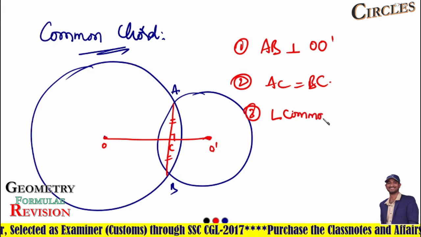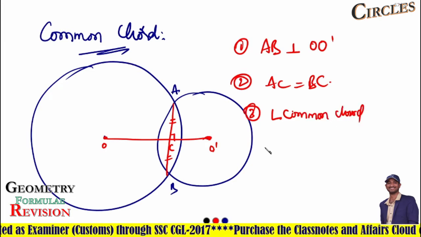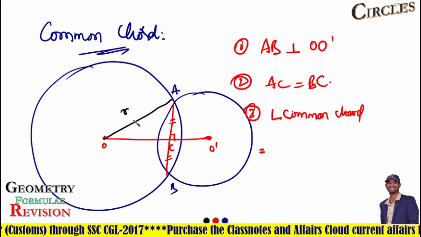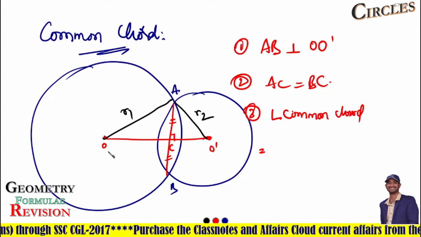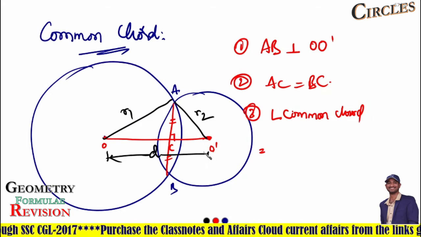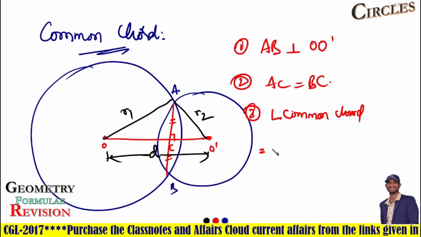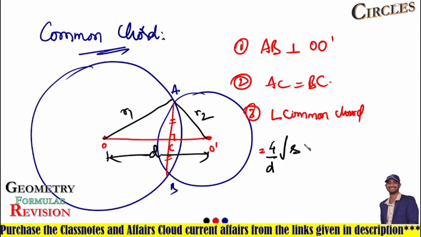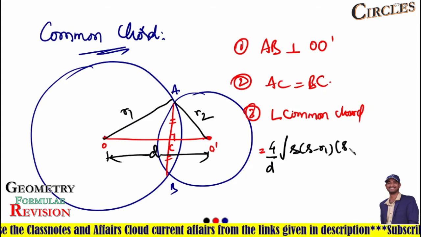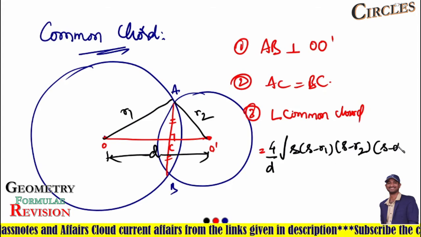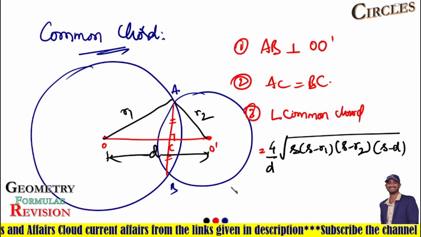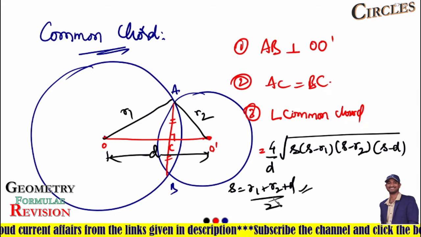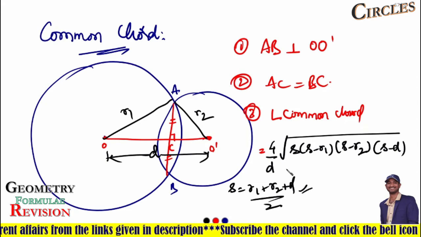The length of the common chord is equal to, here I will write down, if the radius of one circle is R1 and the other circle is R2 and the distance between the centers D is given, then the length of the common chord is equal to 4 by D into the square root of S into S minus R1 into S minus R2 into S minus D, where S is R1 plus R2 plus D by 2.